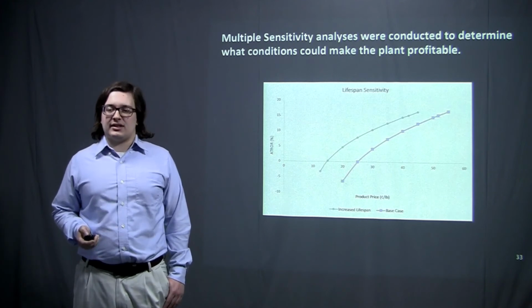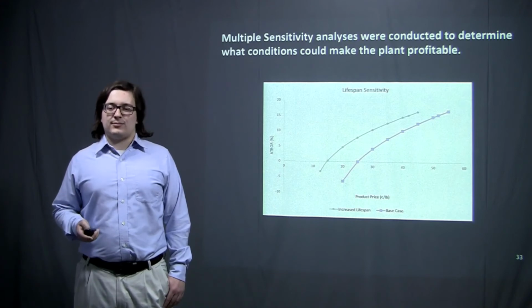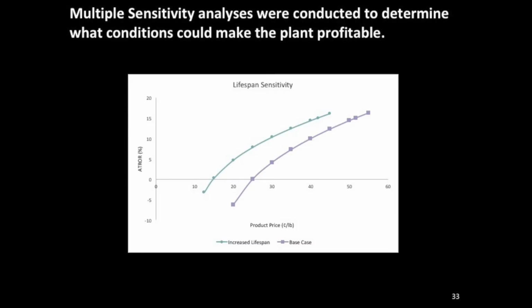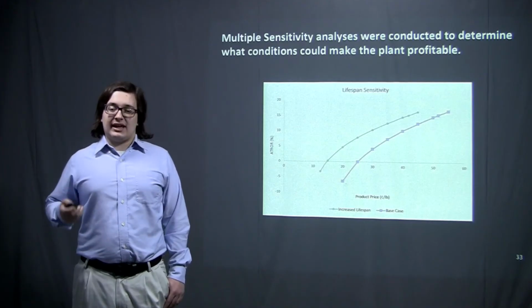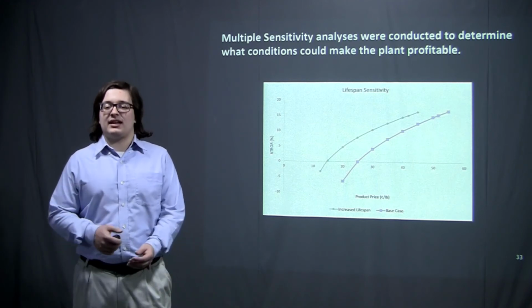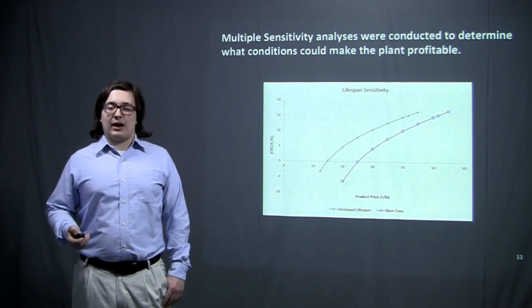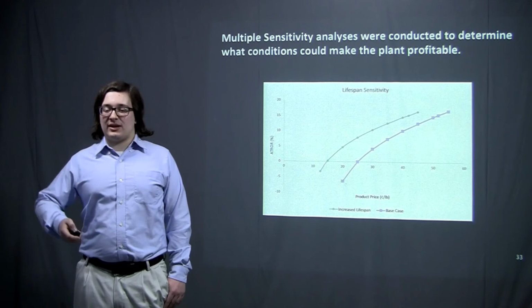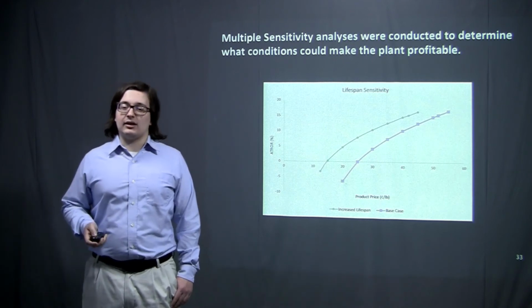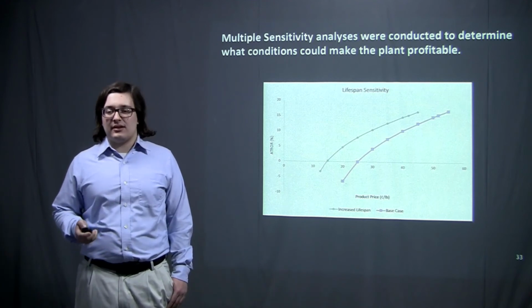The next sensitivity we studied was increasing the plant's lifespan. Normally this plant is designed to operate for 15 years, but by increasing this up to 20, we're able to increase the overall profitability of the process. Again, it's not profitable at base conditions at 12.5 cents, but it is better. Our required netback under these conditions is about 42 cents, which is better than even reducing the capital costs.